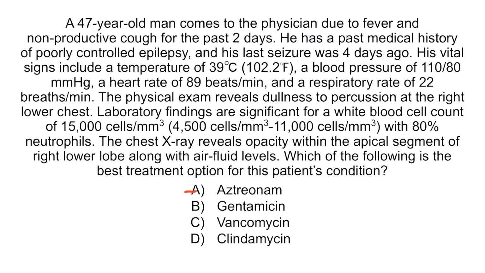Option A, aztreonam, and option B, gentamicin, are incorrect because monobactams and aminoglycosides are only effective against gram-negative aerobic rods. They do not effectively cover anaerobes. Finally, option C is incorrect because vancomycin covers only gram-positive bacteria. In contrast, the oropharyngeal flora, most likely responsible for this patient's aspiration pneumonia, mainly consists of gram-negative bacteria. And that concludes our lecture on pneumonia.